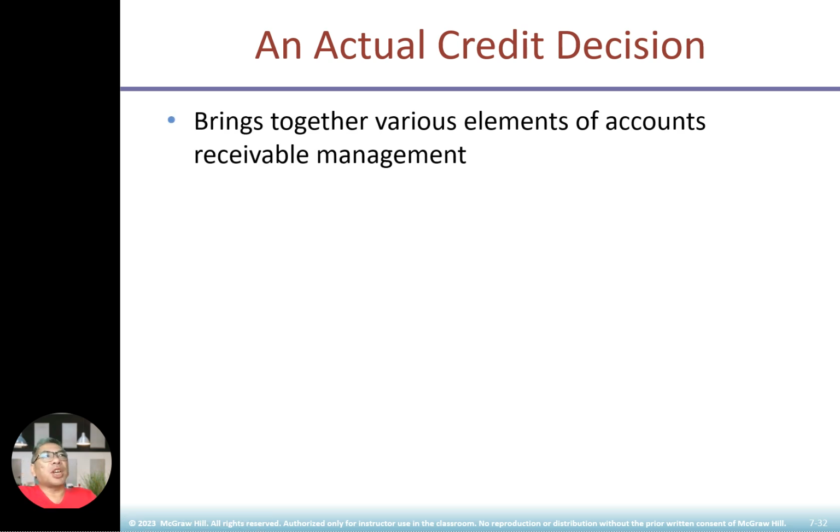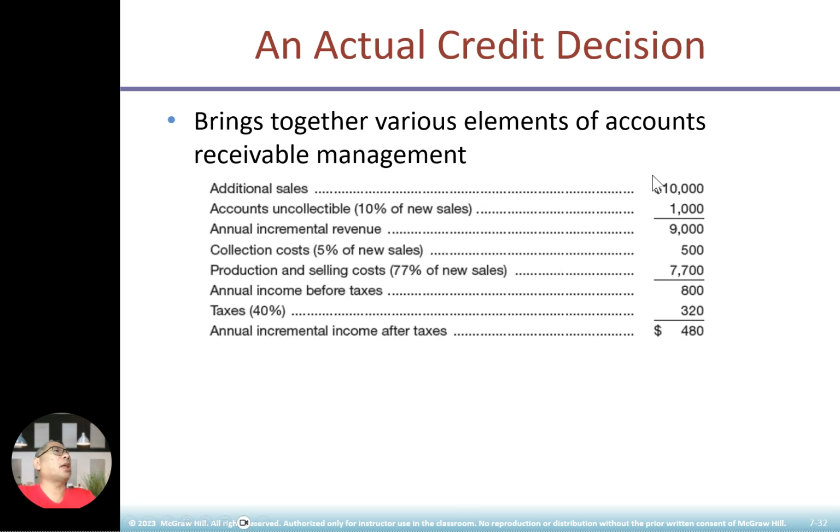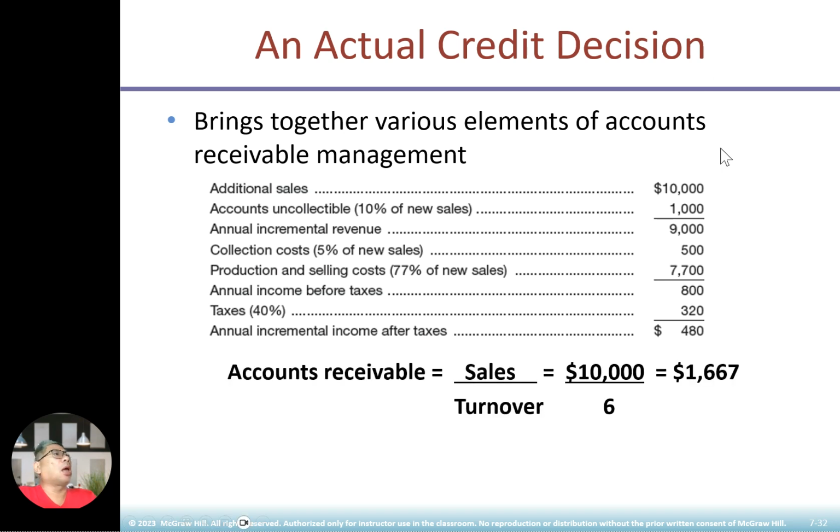The actual credit decision brings together the various elements of accounts receivable management. For example, here are the details of the sample. You get additional sales 100,000, taxes 220, income after tax 480, all the way to 10% here. So your accounts receivable here, sales 10,000 coming from here, turnover 6 times, you get 1667. You count 10% of sales. Account increments here are 9,000 incremental.